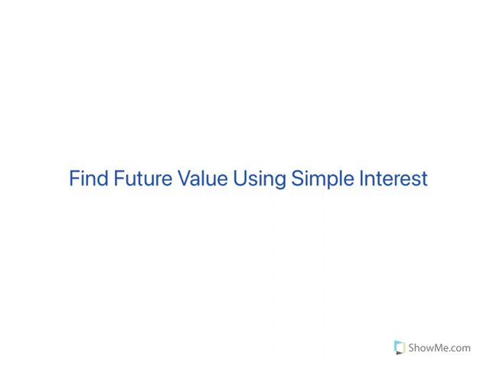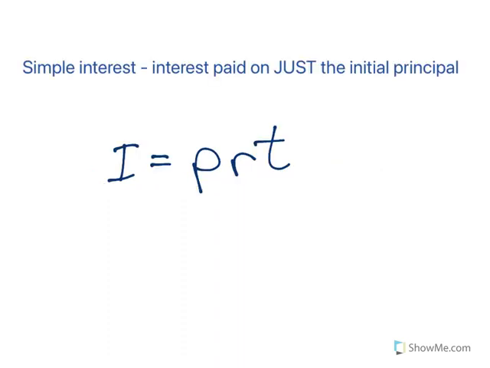We are finding future value using simple interest. So we know that there's simple interest, there's compound interest. They're calculated different ways, and they're really used for different things. So today we are going to focus on simple interest. By definition, simple interest is when we calculate the interest paid on just the initial principal.